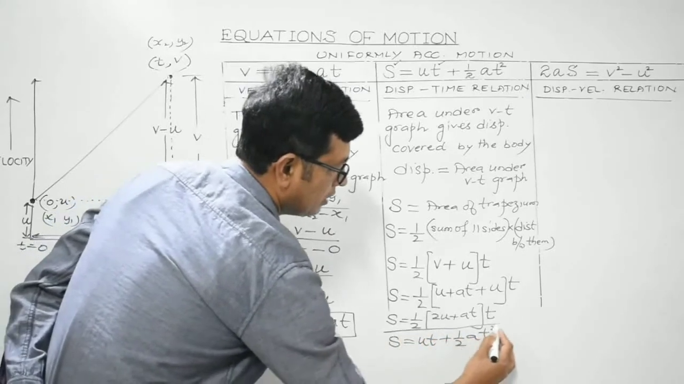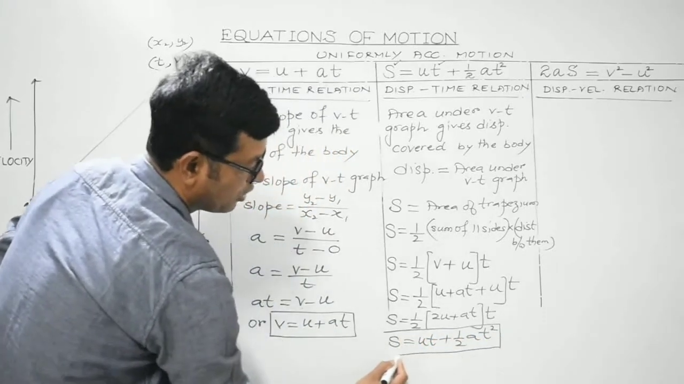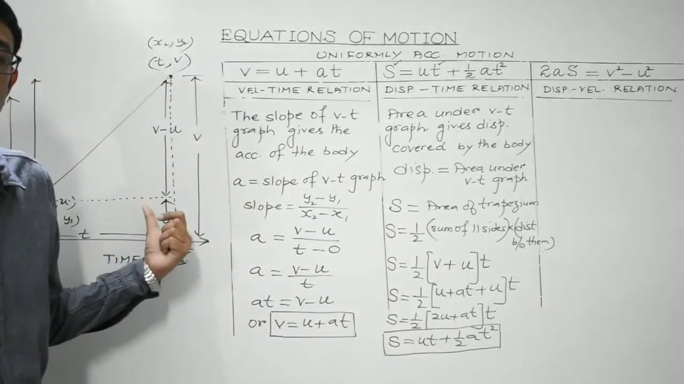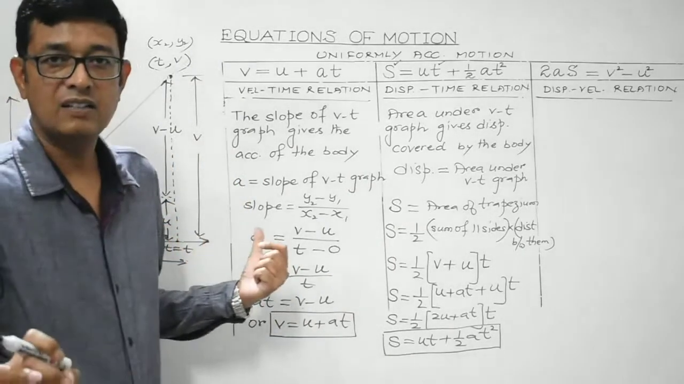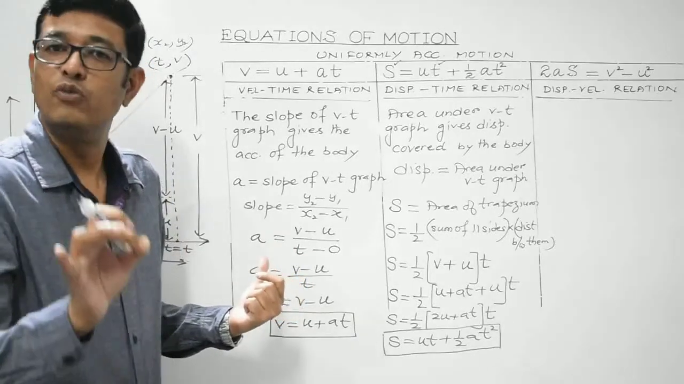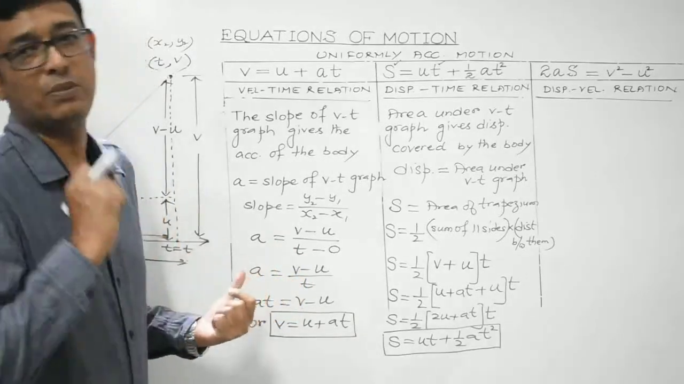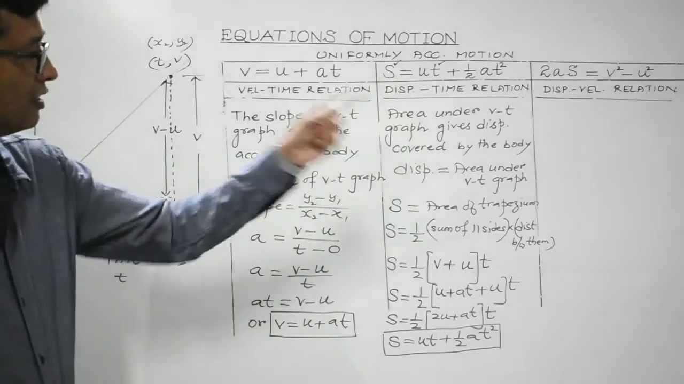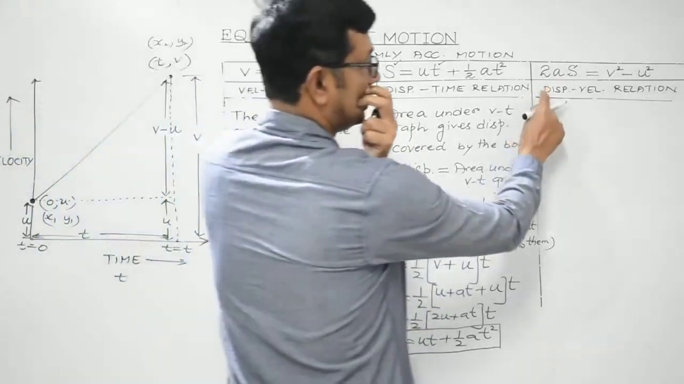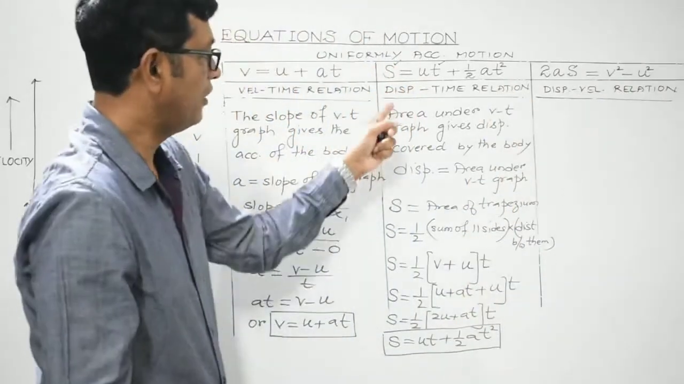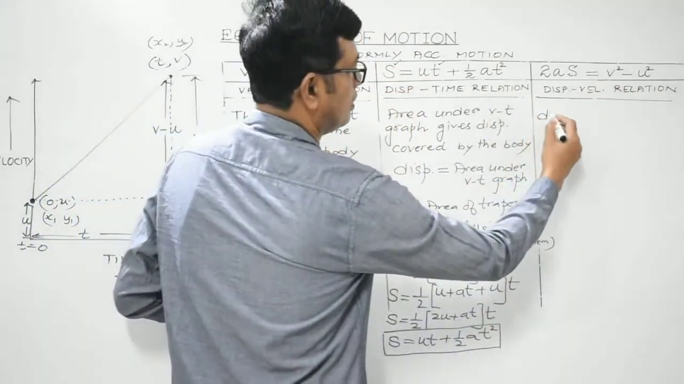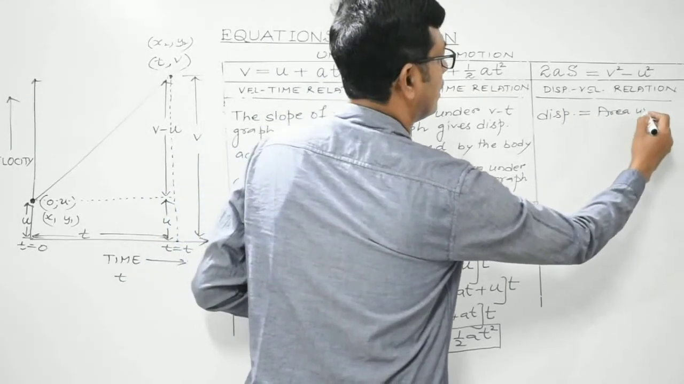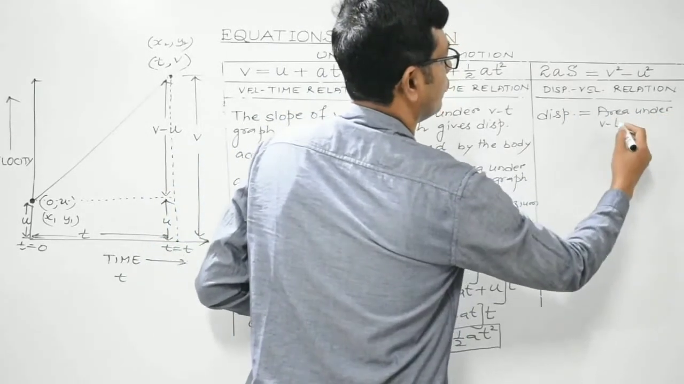This is the second equation of motion, which again is easily verified using this graph and using the fact that the area under the VT graph will give the displacement covered by the body. So this is how the second equation of motion can be derived. Third one, again the displacement velocity relationship. Again we can make use of the same thing. Displacement of the body would be given by area under the VT graph.